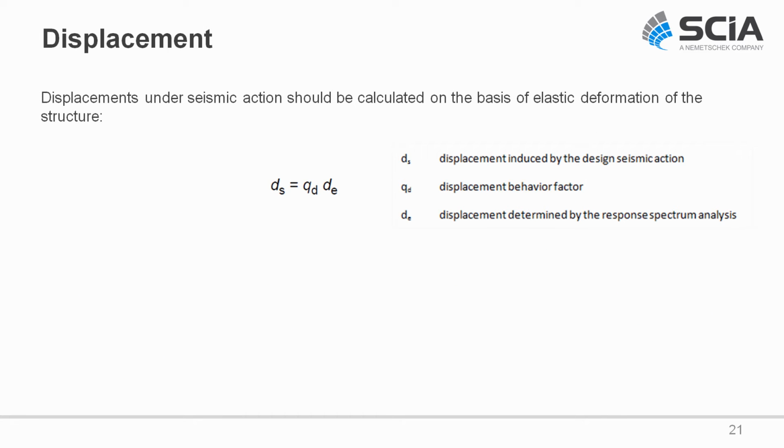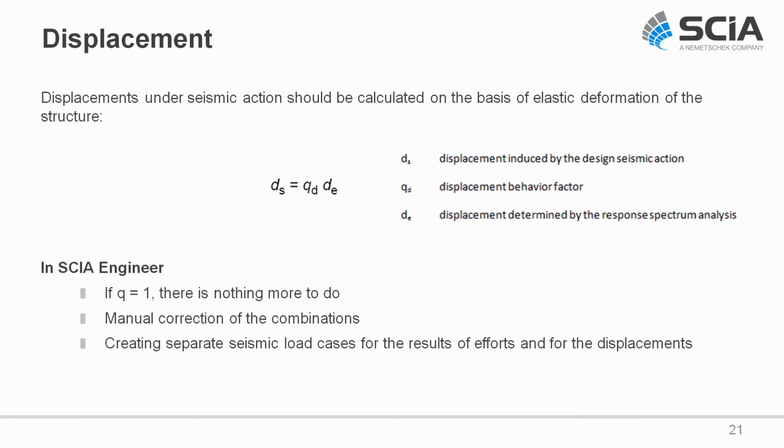Okay, and finally, to finish this part related to spectrum analysis method, a remark concerning the displacement results. The displacement due to seismic load cases should be multiplied by q, which is the displacement behavior factor that we have introduced in the response spectrum. If you do an elastic calculation in SCIA Engineer with q equal to 1, the displacement given in SCIA Engineer is okay. But for other cases, we should readapt the displacement values either by adding a manual correction factor for the combination or by creating separate load cases for the results of efforts and displacement.